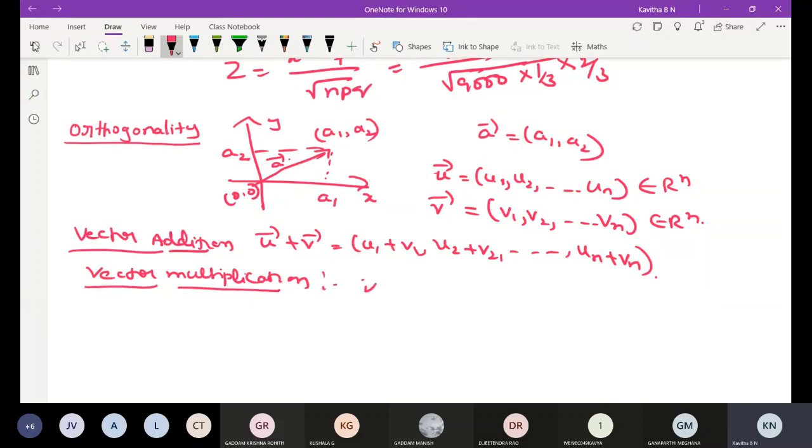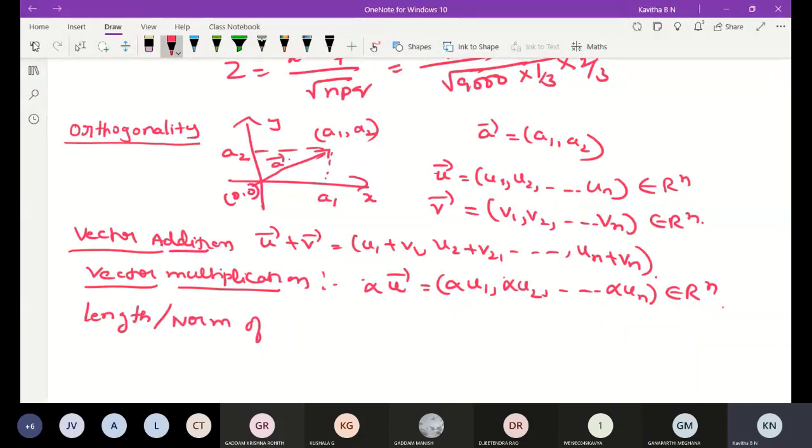Okay, then vector multiplication means alpha into U. The vector is equal to alpha U1, alpha U2, and so on up to alpha Un. This belongs to R to the power of n. Next, the length or norm of a vector. We need to find the length of the vector. How to find it? Here the U vector is given as U1, U2, and so on up to Un. We have to find the length.